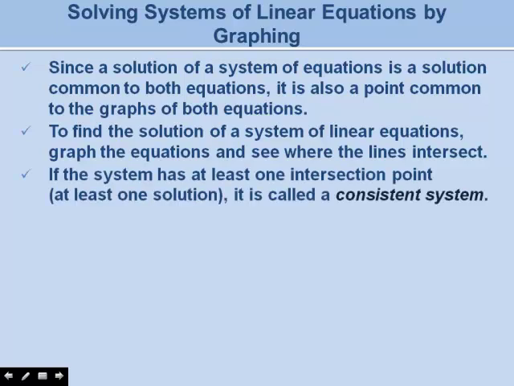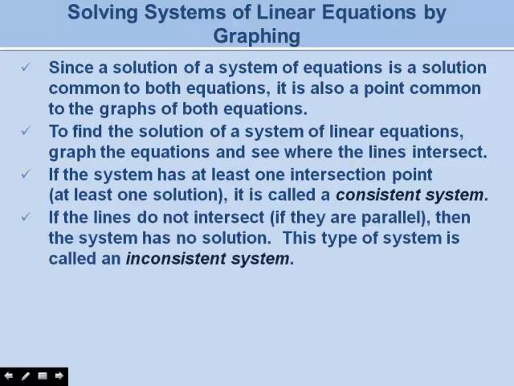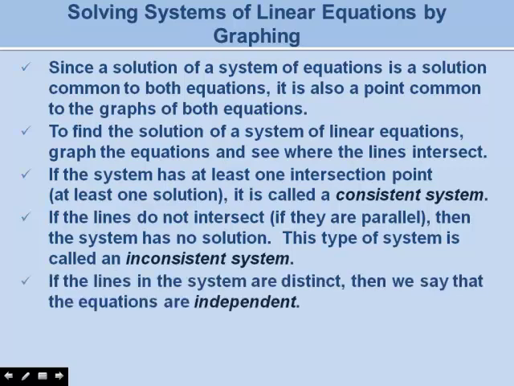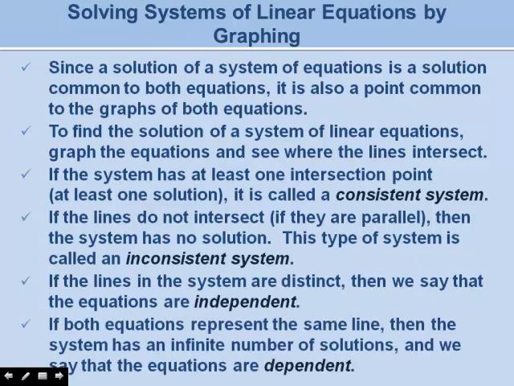Now, if the system has at least one intersection point, or at least one solution, it's called a consistent system. But if the lines don't intersect, which would mean that they are parallel, then the system has no solution. And this kind of system is called inconsistent. Now, if we get two different lines in our system when we graph, then we say that the equations are independent. But if both equations represent the same line, then we actually have an infinite number of solutions for our system, and we would say that the two equations are dependent.